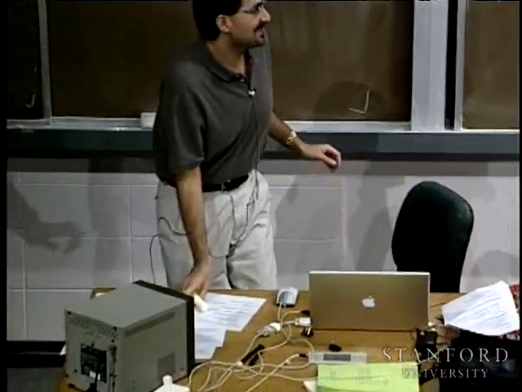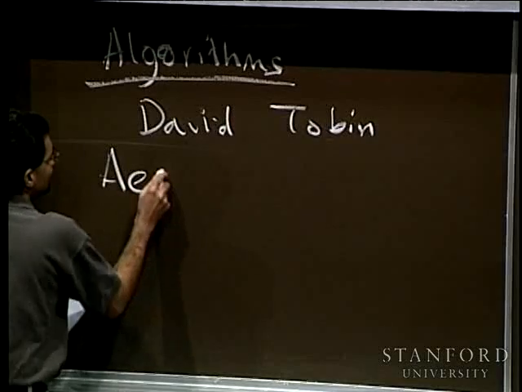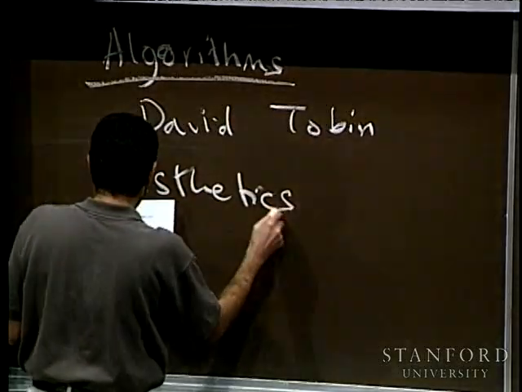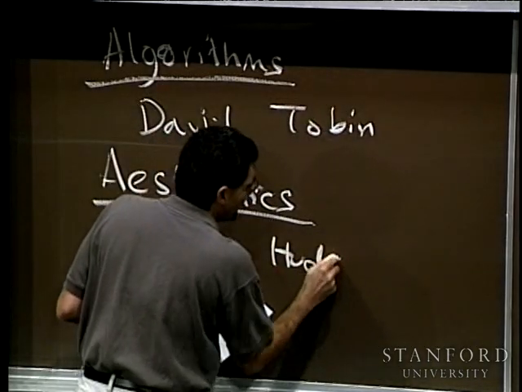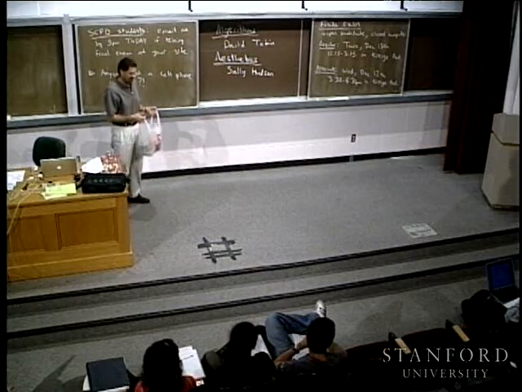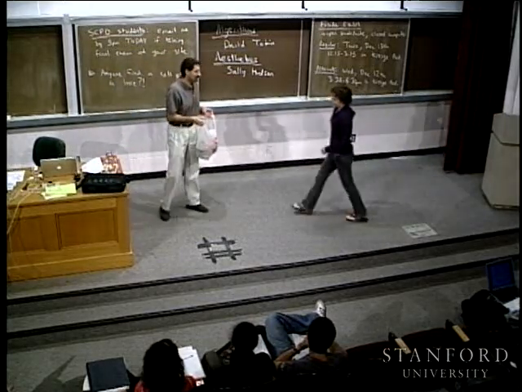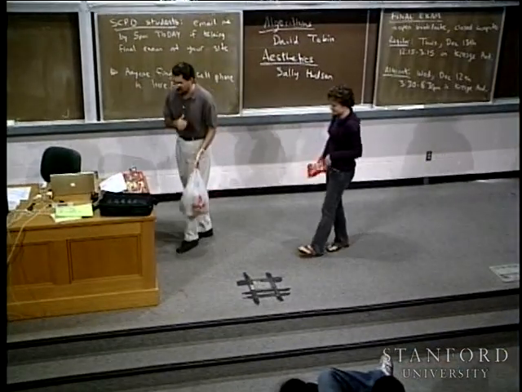So also in the aesthetics category, is Sally Hudson here? Come on down. Takes a little while. You also get your choice of the random candy. And you might wonder why there's random candy, because, well, I just buy a lot of candy at Safeway. Kit Kat fan, good times.